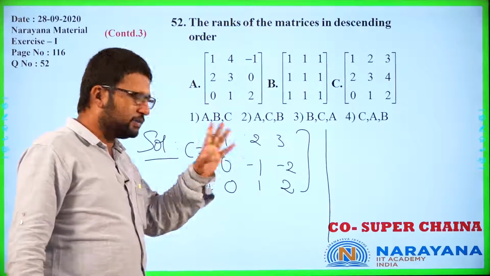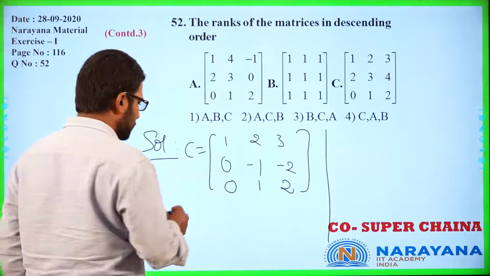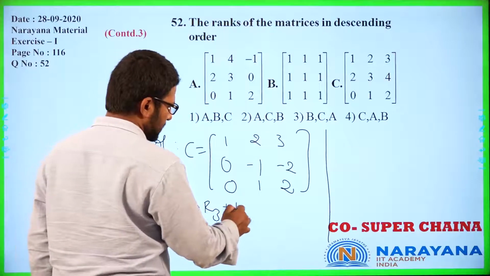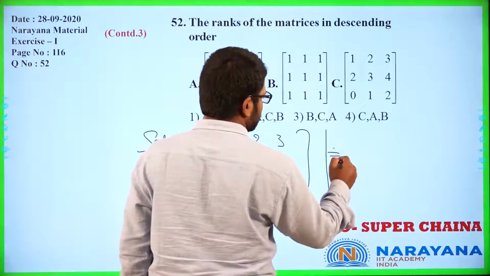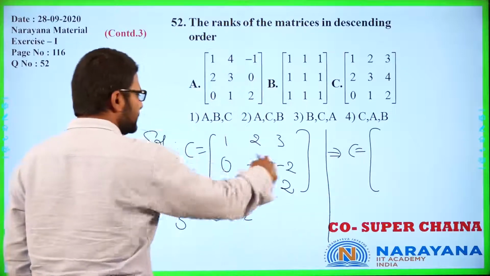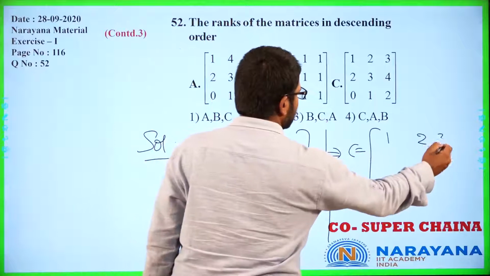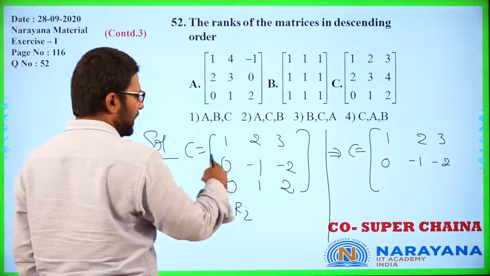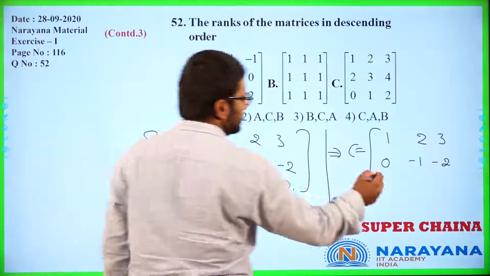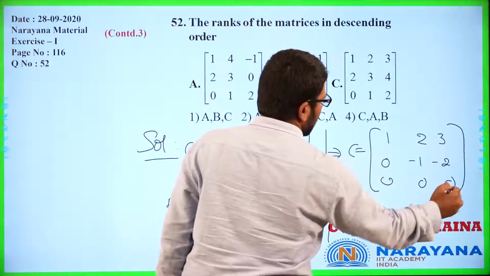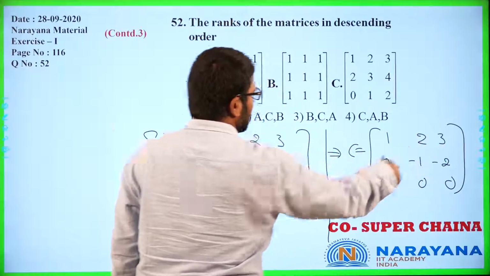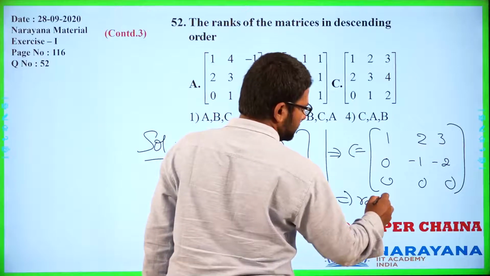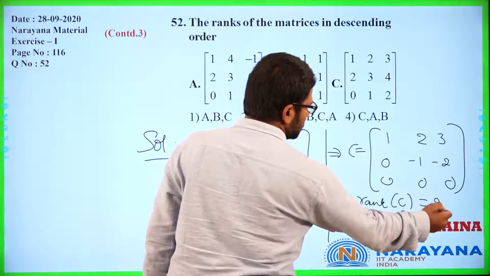Which means one of the rows is going to become 0. How do we do that? R3 goes to R3 plus R2. So we'll have C, just adding these two: 1, 2, 3, 0, minus 1, minus 2, and for R3 we are going to add these two, which means 0, 0 and 0. And we know these two elements are not going to become 0, which means rank of C is 2, right?